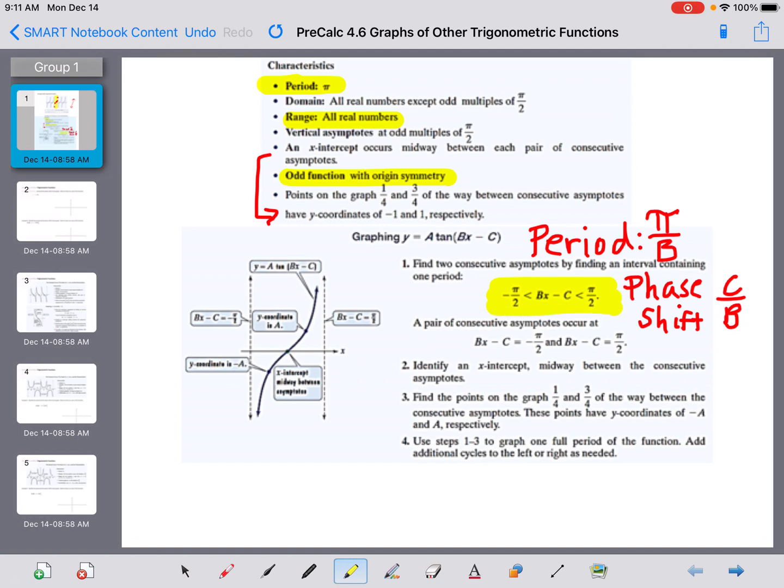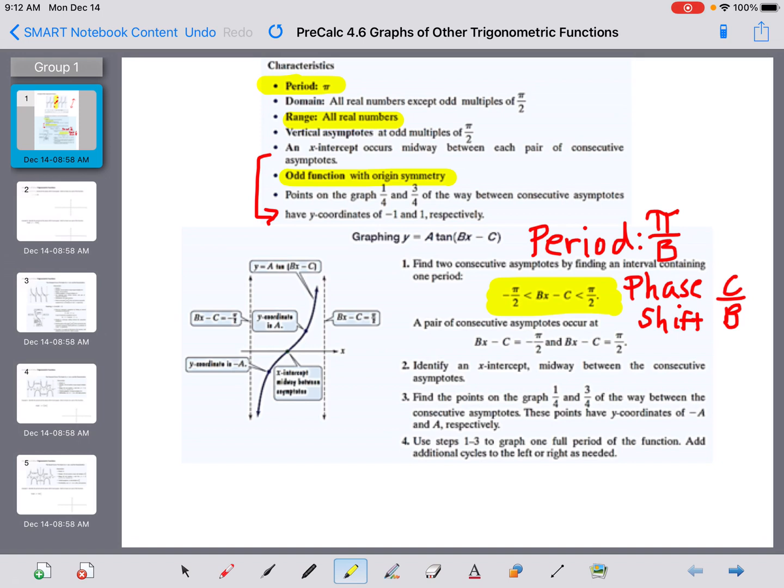My normal asymptotes are negative pi over 2 and pi over 2. So if we put bx minus c between those two values, and solve for x, it will give us any different asymptotes that come because of a change in a period or a phase shift, okay? So if you can remember to do this with every tangent one, just take whatever your bx minus c is, put it between the negative pi over 2 and pi over 2 and solve for x. That will give you the two asymptotes you want to start with for one full period, okay?